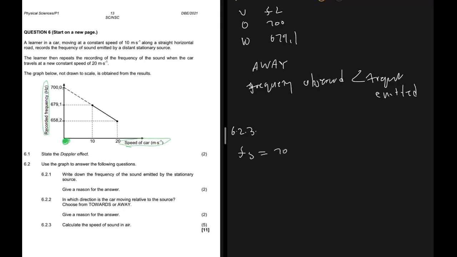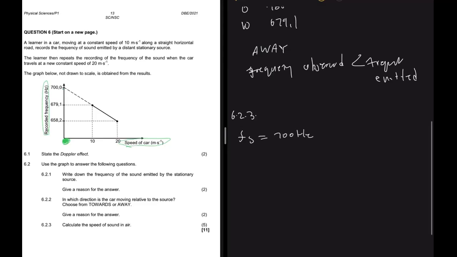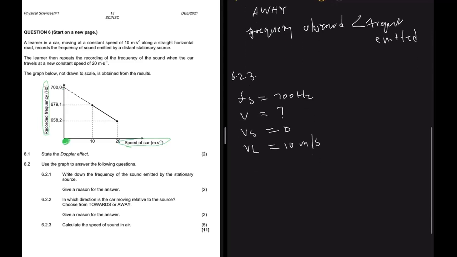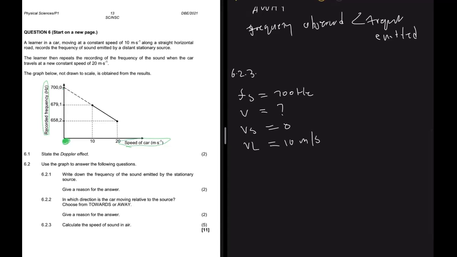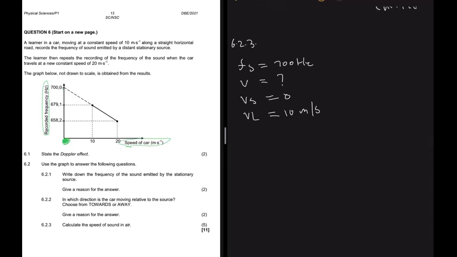So now we know that the frequency of the source is 700 hertz. We're going to write that down. The velocity of sound in air is our unknown, right? And the velocity of the source is 0. Now for the velocity of the listener, we have to pick one point between the two. It's either we start with 10 or we start with 20. So let's pick 10. So there we have it, 10 meters per second. In our Doppler effect equation, we're going to have one missing variable, which is the speed of sound in air, and then from that it's just solving the math. So let's go ahead and do that.